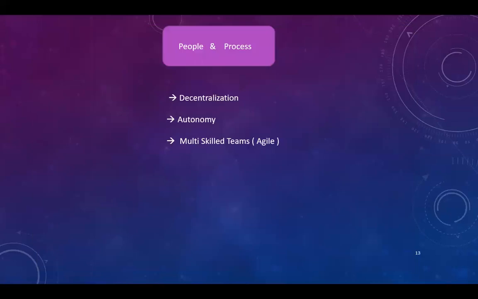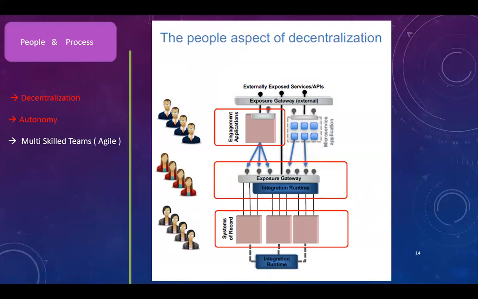Now if you look at the people and the process, in earlier days, if you wanted this kind of integration to happen, there would be a separate integration team sitting, a separate system of record team sitting, and a separate application team sitting.